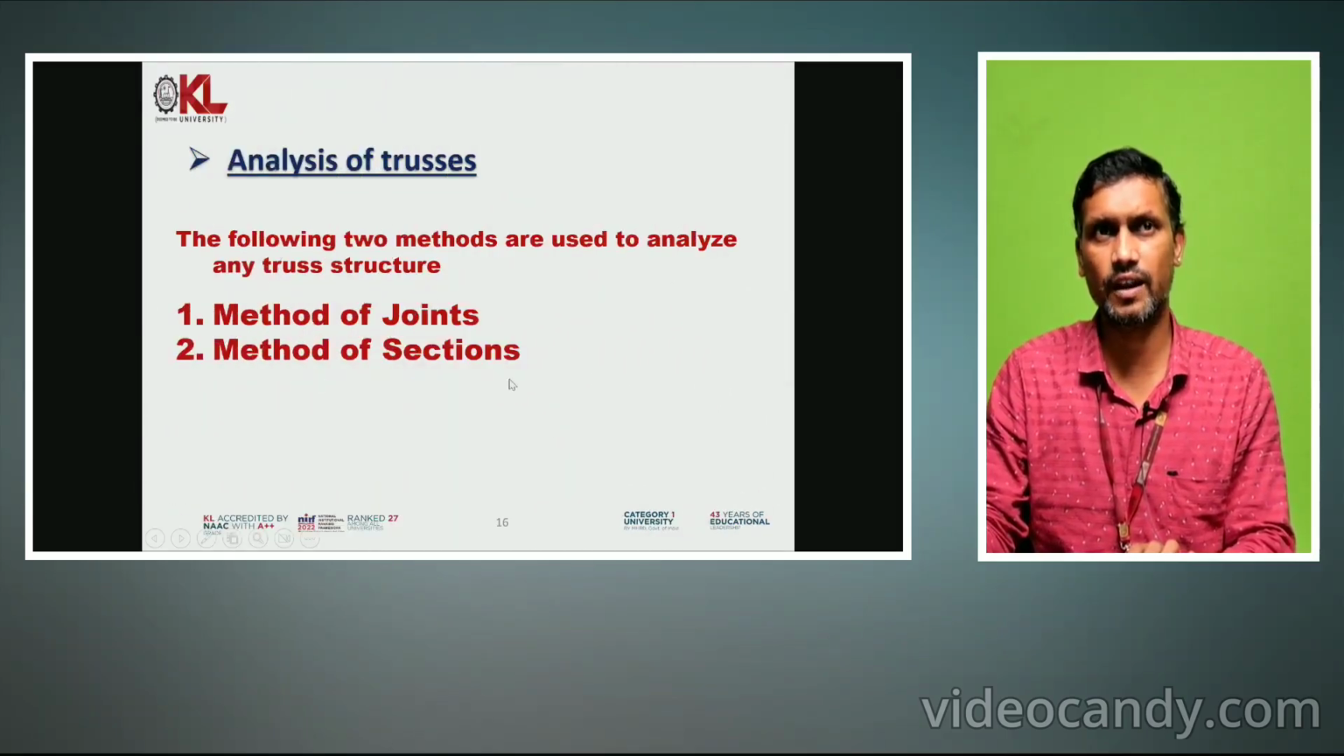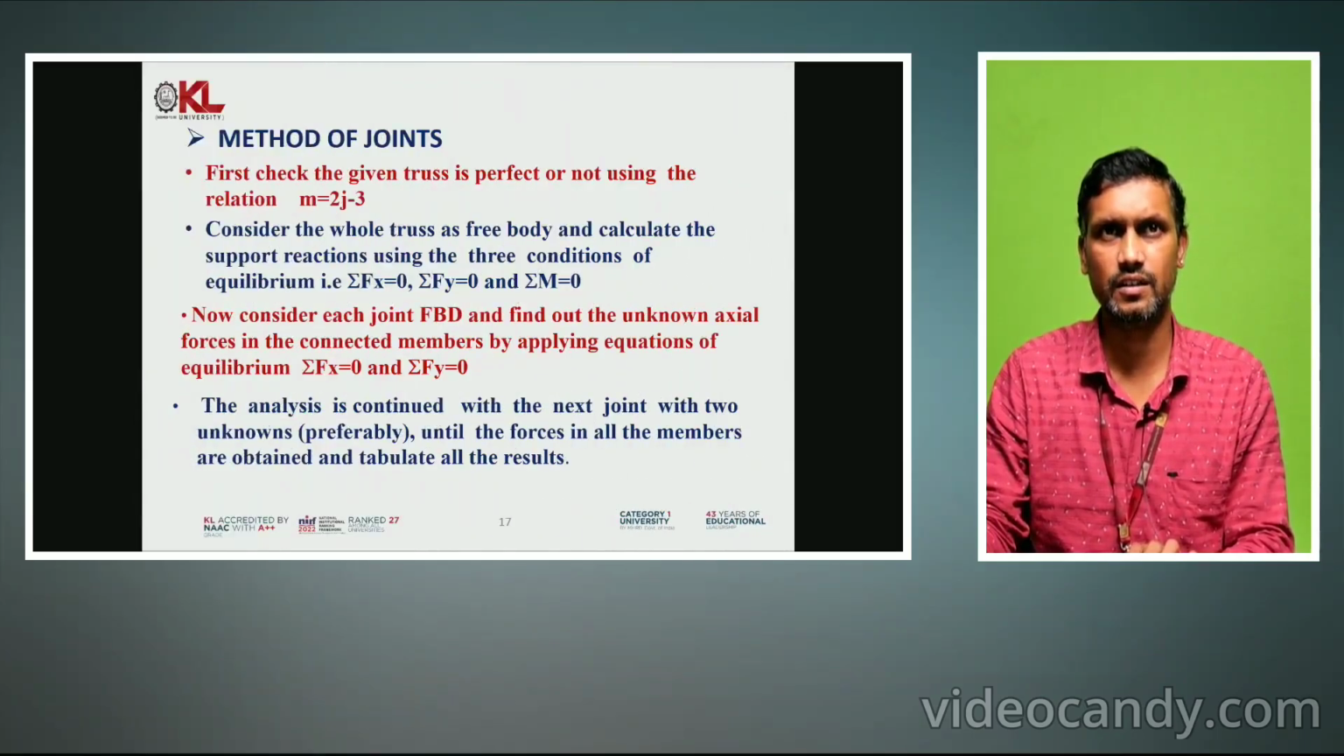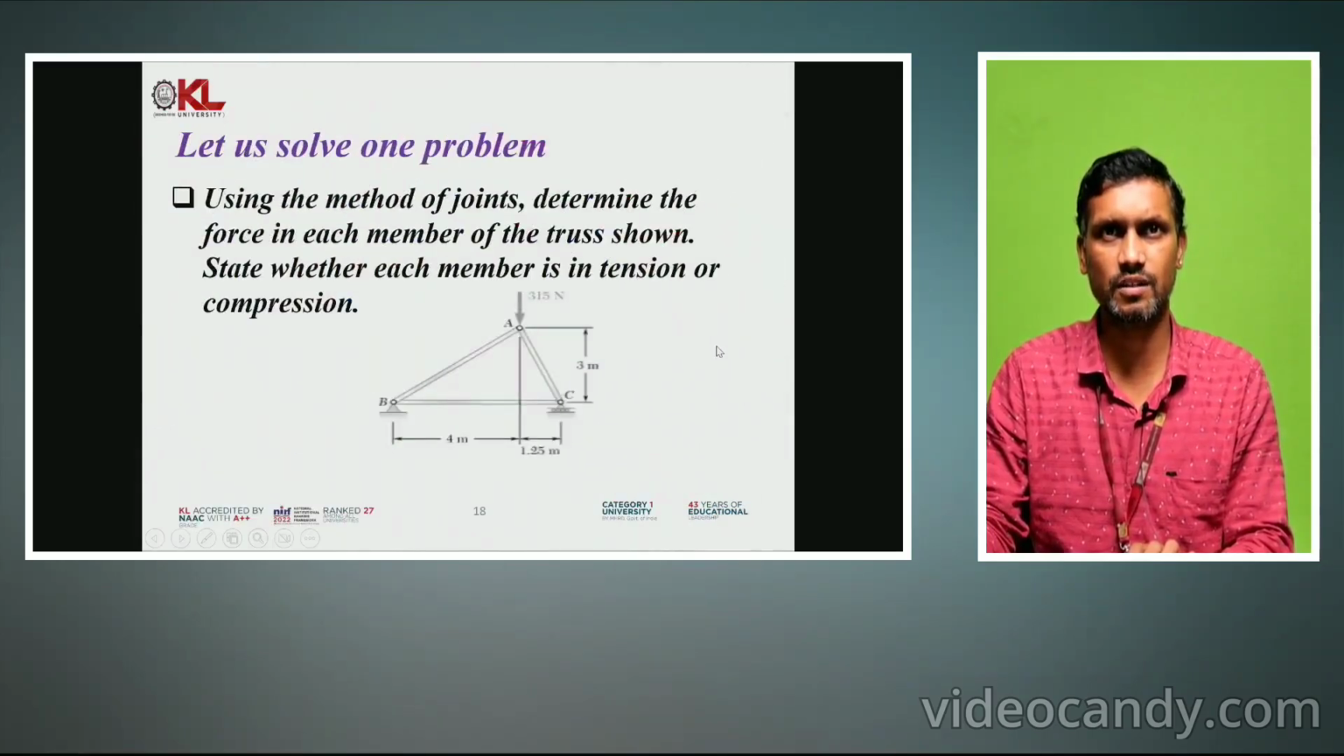Now how will you analyze the truss? There are two methods, method of joint and method of section. This is the method of joint. What will you do? As I told you, we will use the conditions of equilibrium, find summation of forces in x direction, y direction, and summation of moment, and we will make all of them equal to 0 to find the forces in the members.